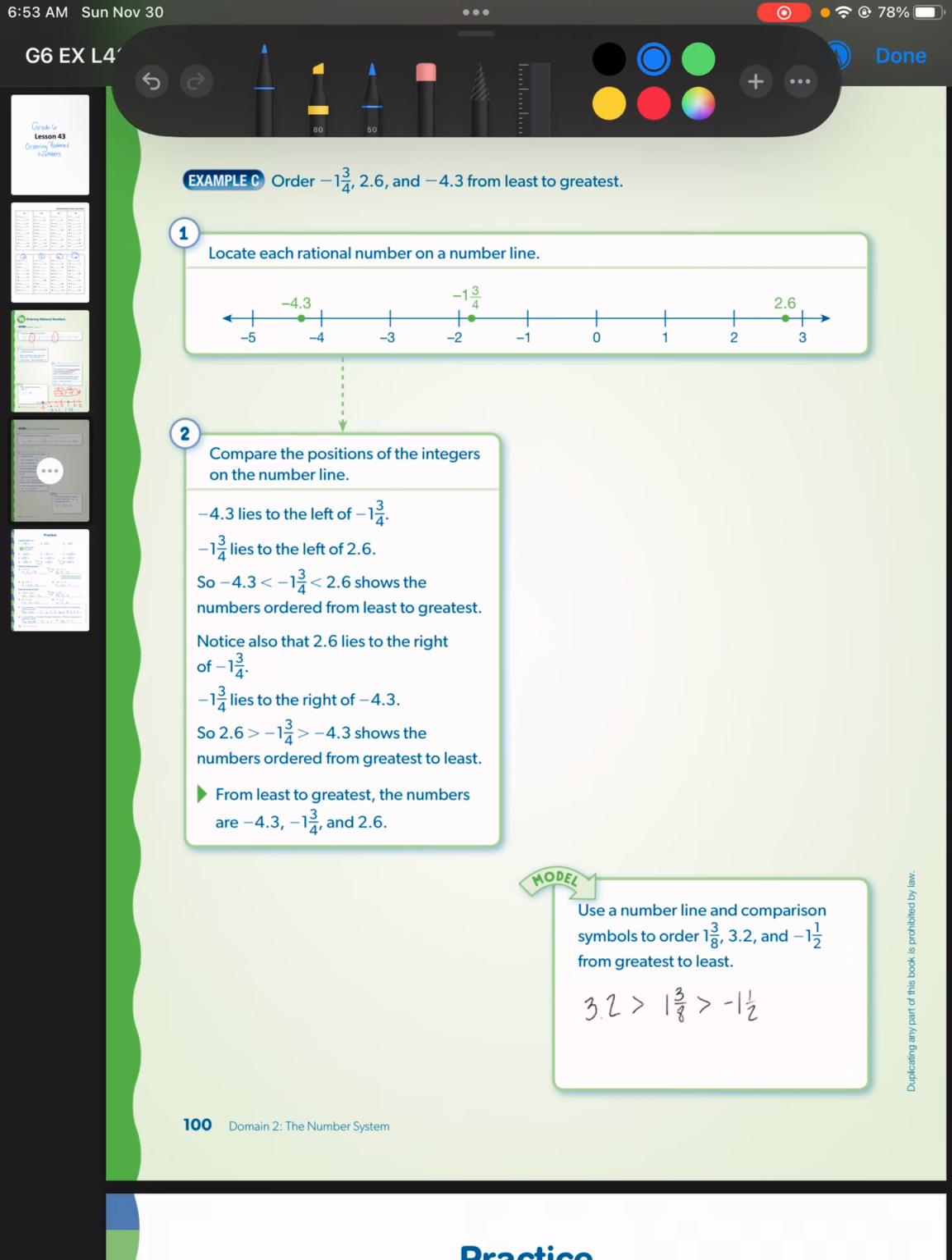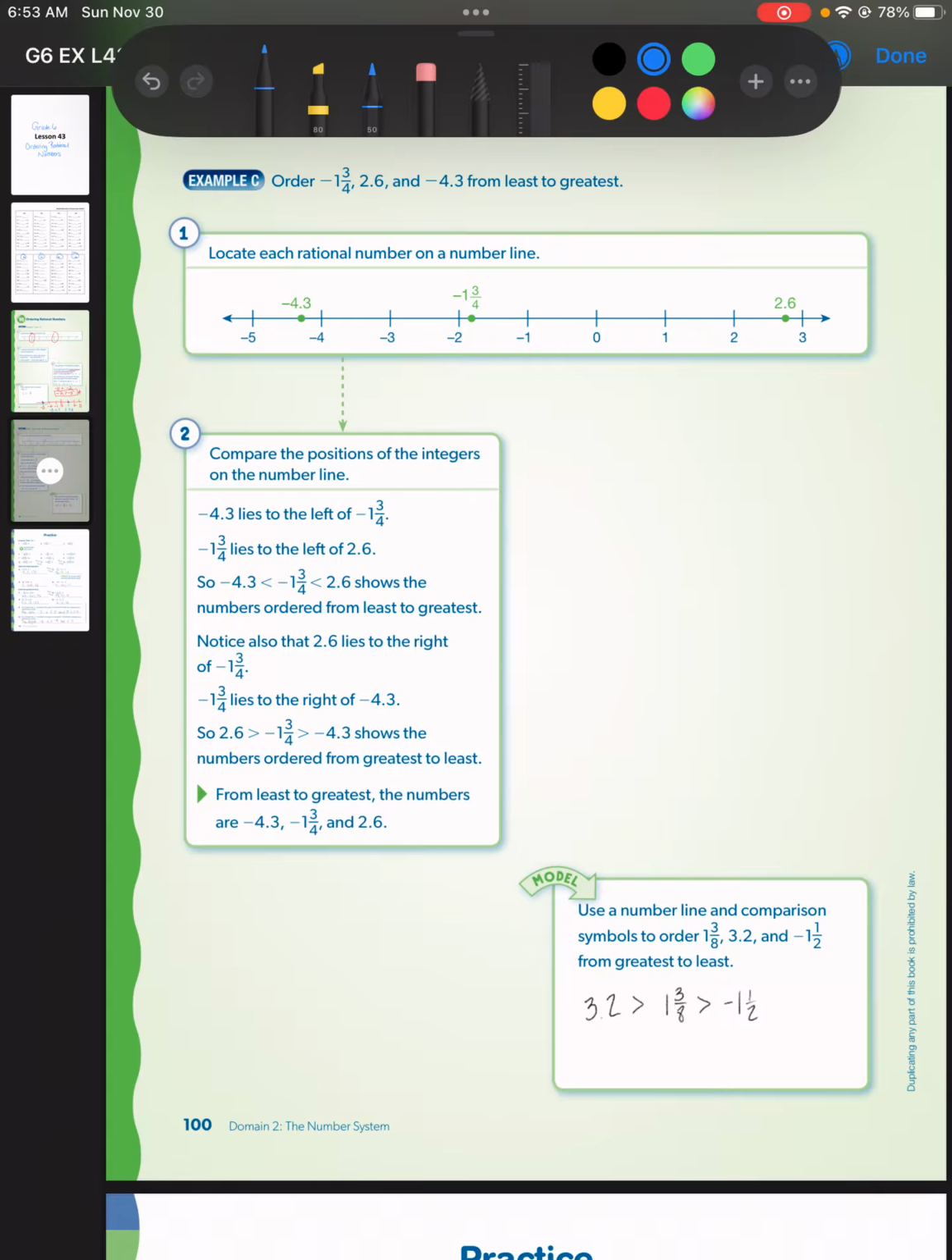Now students are going to be asked to order 3 numbers on the number line from least to greatest, and the numbers are presented in all different forms. They have mixed numbers and decimals. They don't need to do any conversions, but they do want to plot the numbers and again compare their positions.